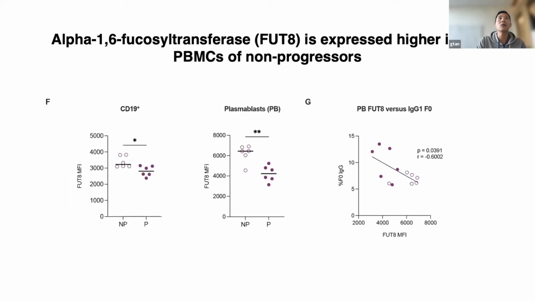Alpha-1,6-fucosyltransferase is an enzyme that adds fucose to your FCs. And so we isolated CD19 plasmablasts. And as you can see here, non-progressors have higher expression of FUT8 or fucosyltransferase, meaning that they tended to add fucose to their FCs, while people who were progressing to more severe disease had less expression of FUT8, which translates to less fucose or more highly afucosylated FCs.